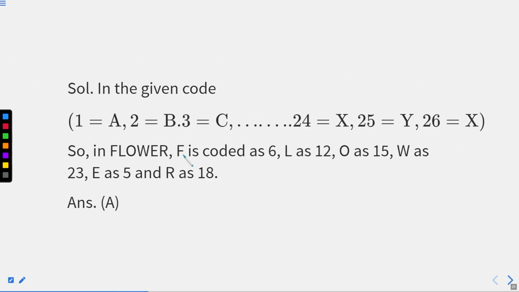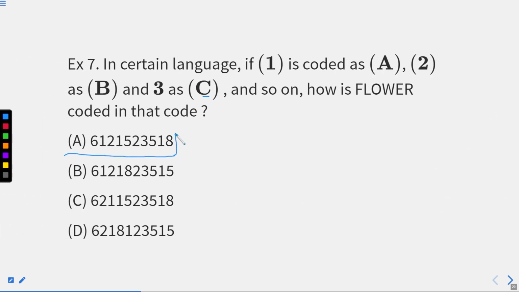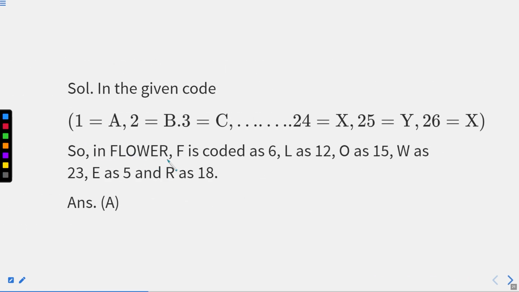We know that F is coded as 6, L is coded as 12, O is coded as 15, W is coded as 23, E is coded as 5 and R is coded as 18. If you write them all together, eventually you get this as your answer. Okay, 6 is for F, 12 is for L, 15 for O, 23 for W. In the same manner, you're going to get your answer. I hope it is clear.